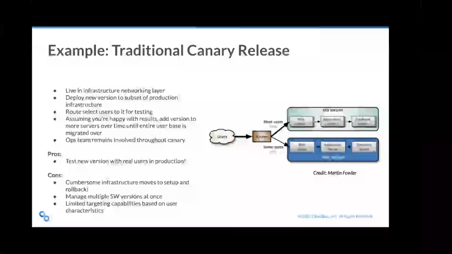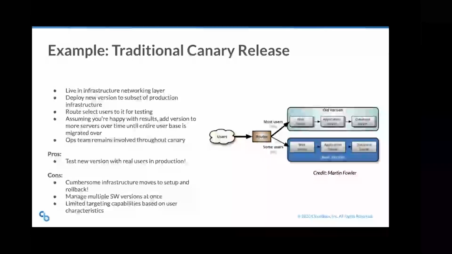So now we're going to look at an example of a traditional Canary release. That's, for those unfamiliar, when you select a random percentage of users to route to servers with a new version, and over time you add more servers until the whole user base has the new release. And it requires ops teams to stay involved in the whole process. And there are limited methods for targeting the user to test a new feature on.